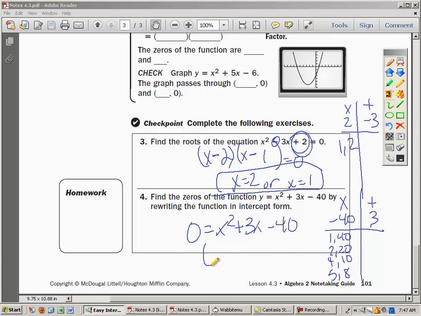Now again, to get negative 40, hopefully you guys are recognizing this by now. How are we going to get negative 40? Well, if I have one of each, so I'm going to have a plus and a minus. And so now I need two numbers that have opposite signs that add to 3. There we go. Negative 5 and positive 8 are going to give me positive 3, so that's my set. x plus 8 times x minus 5 is equal to 0. And so my zeros of the function are then x equals negative 8 and x equals positive 5.